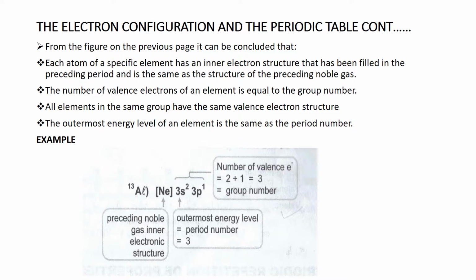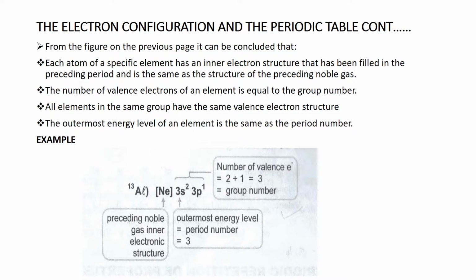We also did valence electrons. All elements in the same group have the same valence electron structure. So for example, take oxygen and sulfur. Both oxygen and sulfur are in group 16, or you can say group 6. So their valence electrons, they both have 6 valence electrons. All elements in the same group have the same valence electron structure.